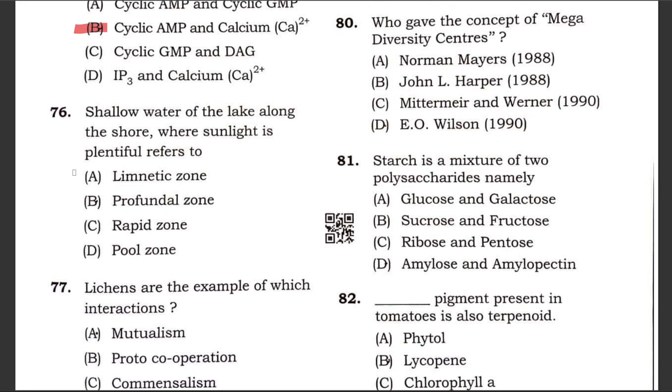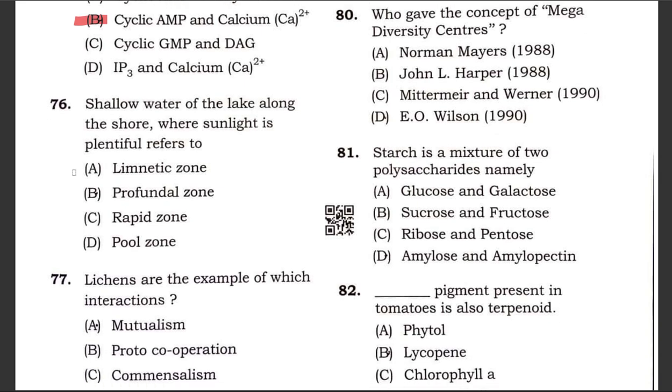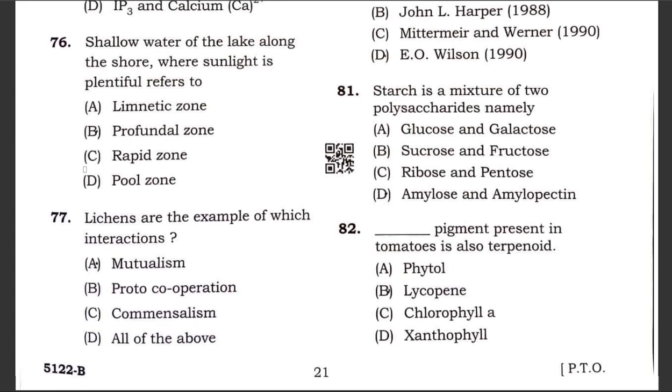Shallow water of the lake along the shore where sunlight is plentiful. It refers to the littoral zone. So again, the option is not given here. Limnetic is the open zone, profundal is the deep zone, and the rapid zone is the reverse flowing zone, and pool zone is a different thing. So again, this question is, I think, going to be deleted.